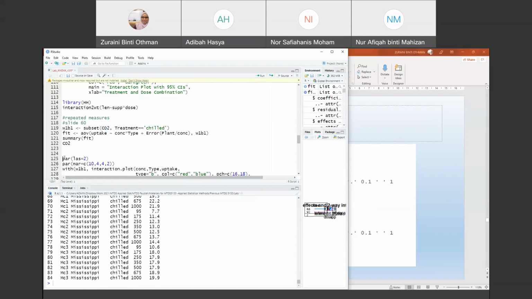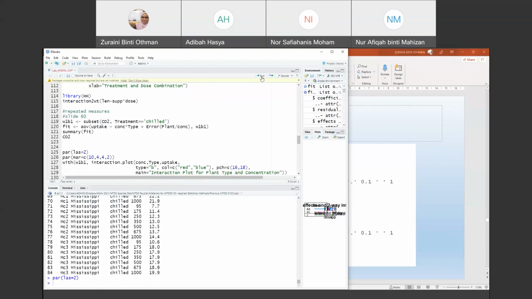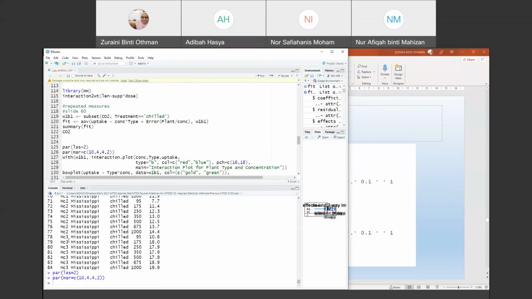Then this is the parameter, class 2, and the value of C10. Later we will see what we want to plot. Okay, because we want to use the column red and blue. Okay, main interaction plot for plant type and concentration. Plant type and concentration. Okay.